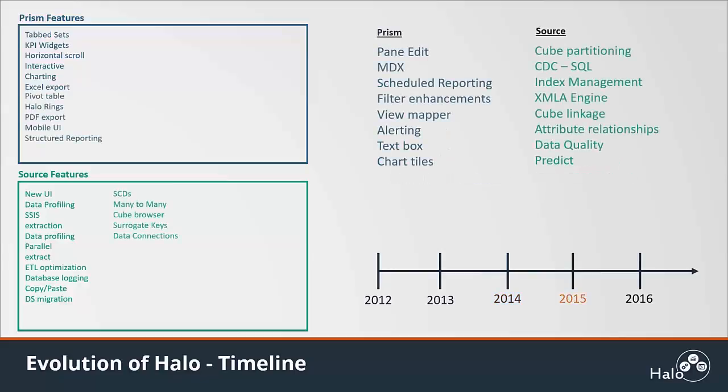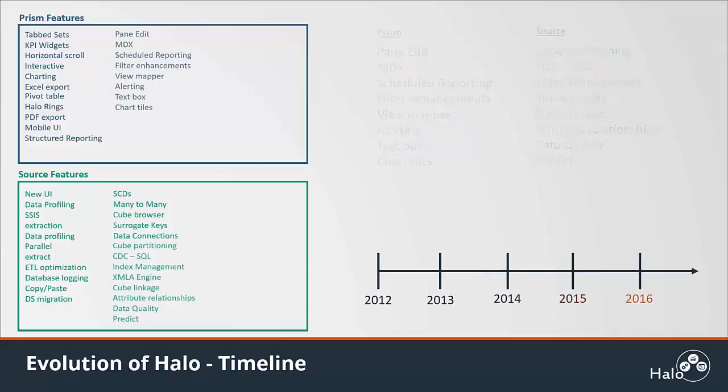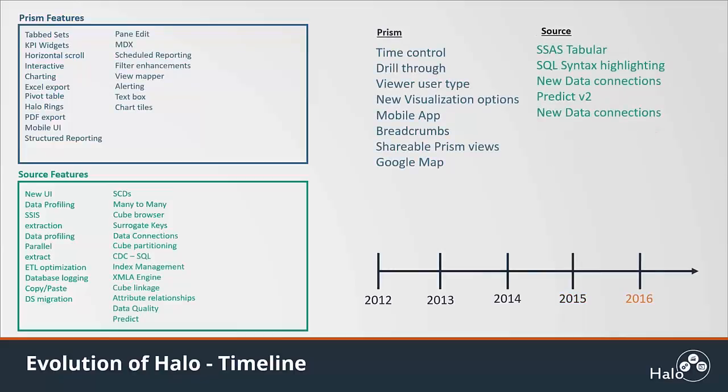In 2015, we changed the way we did product releases and versioning. So in 2015, we decided that we were going to do 2 releases a year. Dot 1 represents the first release of 2015, and Dot 2 represents the second. So in 2015, we released features such as the new Prism Pane Edit, scheduled reporting and alerting, queue partitioning and change data capture on the Source side. And this is also when we started to introduce our data quality and predictive components. Then last year in 2016, we released the new time control, the Halo mobile app, as well as support for SQL Server Analysis Services tabular model.